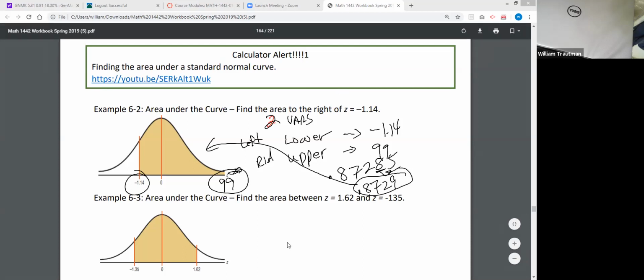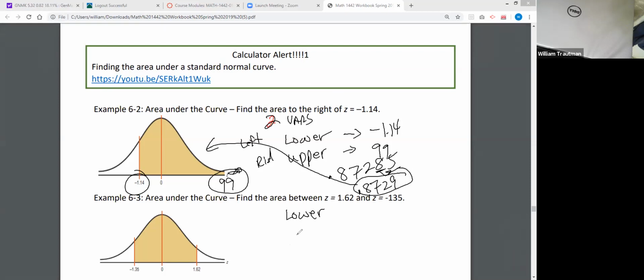All right, so we're going to try the next one. The only thing we need to do, second vars, lower and upper. The lower is on the left side, negative 1.35. The upper, it stops here at a positive 1.62. I'm going to do the second vars and put that into my calculator.